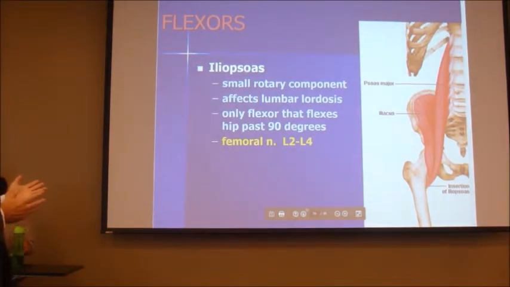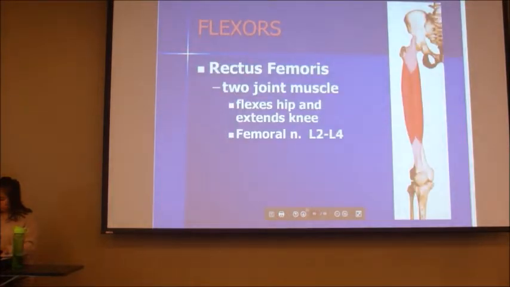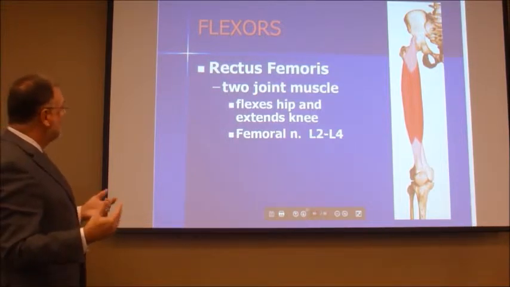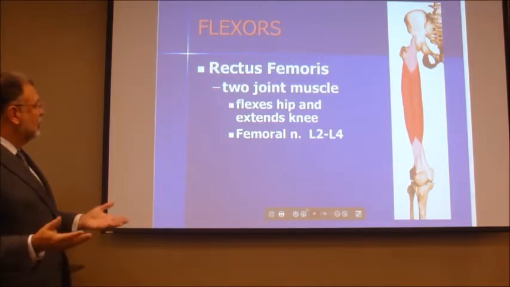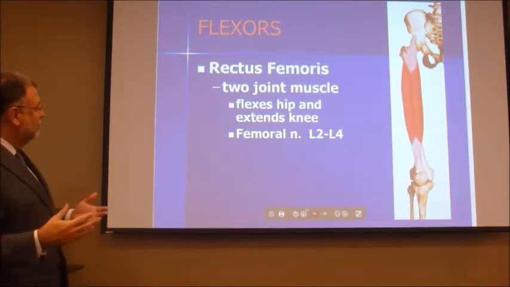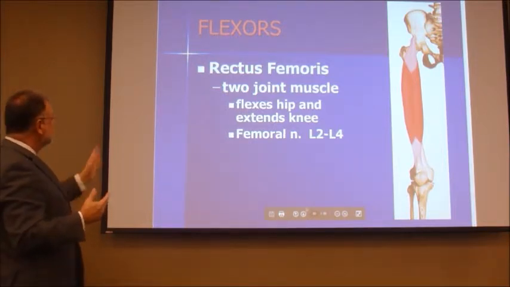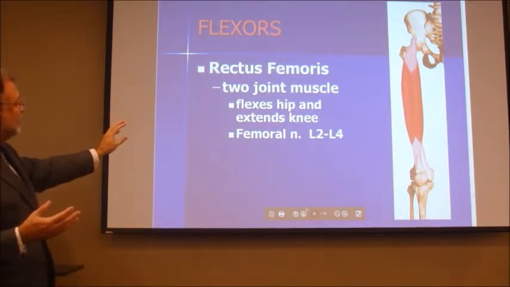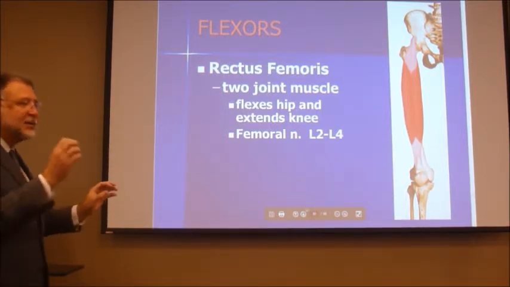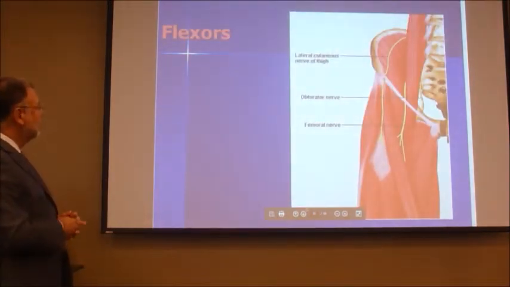Another, the most important flexor of the hip, as already mentioned, is the iliopsoas, femoral nerve L2 to L4. Those are the innervation for this muscle. The rectus femoris is one of the other flexors of the hip, not the most important or the principal one, as it is also going to be an extensor of the knee. So this is one of the muscles in the quadriceps. The femoral nerve is the nerve that innervates it. Remember, the femoral nerve comes from the lumbar plexus, L2 to L4, posterior division.